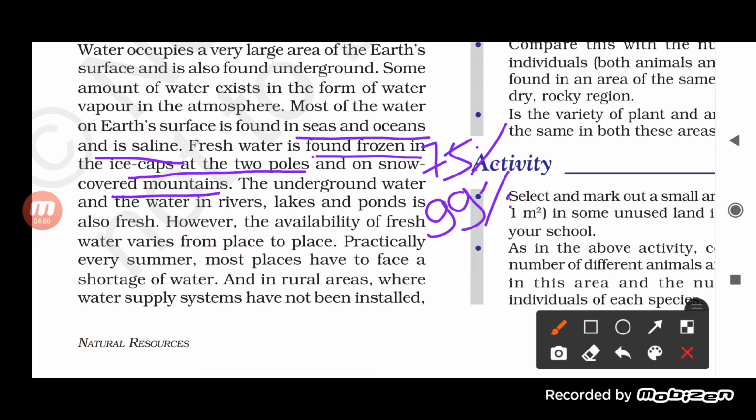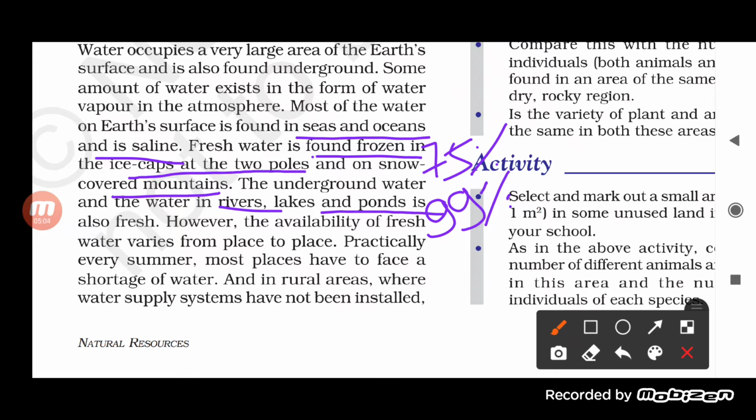Most of the water is present in sea as well as in the ocean, and some amount of water is trapped in the snow or in the ice caps. Now here, underground water is also there. The rest of the water will be present in the form of underground water, as well as in rivers, lakes and ponds, which is also fresh water. Most of the water is saline, salty water, and we cannot consume salty water. But some of the water is found in frozen form in the polar ice caps, while the rest is found in water bodies like rivers, lakes or ponds, and even as underground water.